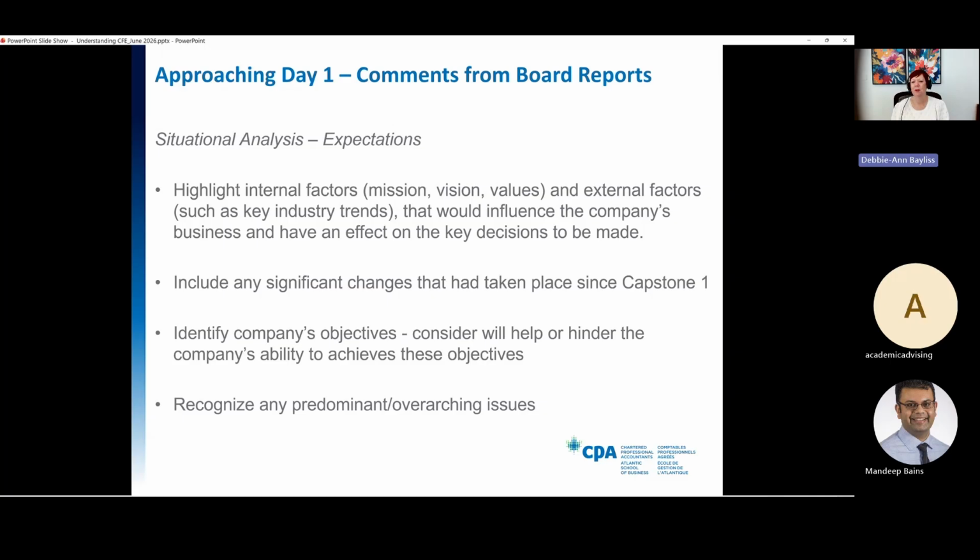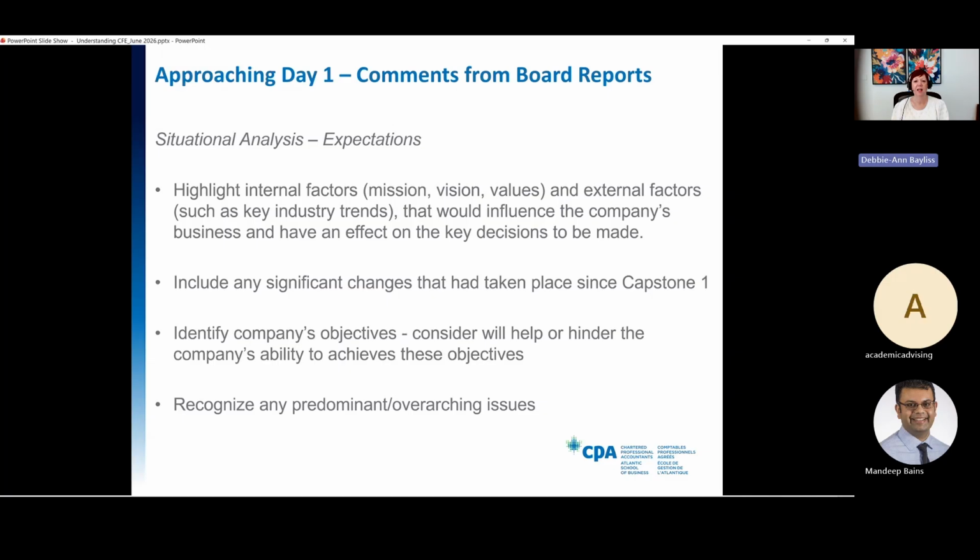Here are the Board of Examiners' expectations when it comes to the situational analysis: that you highlight the internal factors, the mission, vision, and values. The external factors: what are the key industry trends? What are the opportunities? What are the threats that would influence the company's business and have an effect on the key decisions they're making? Make sure that you include any significant changes that have taken place. Be directed by the changes in the day one case. Identify the company's objectives. What do they want to achieve?